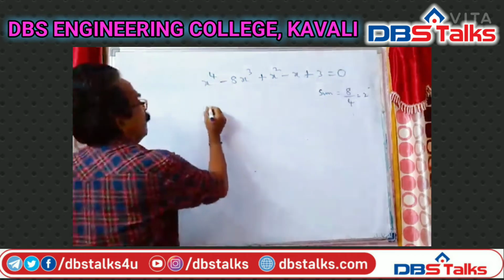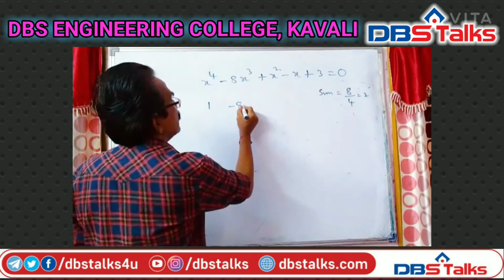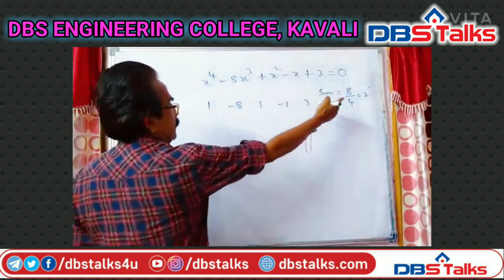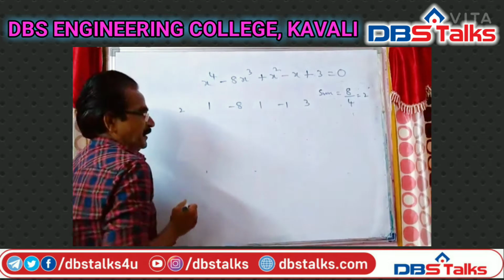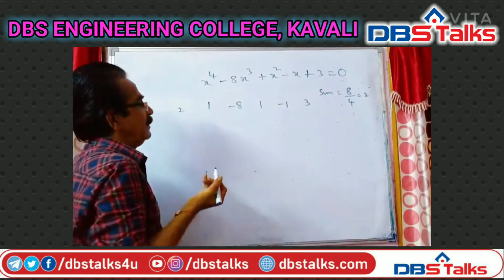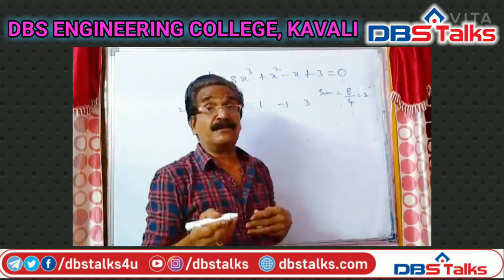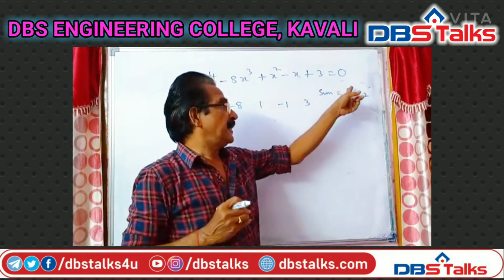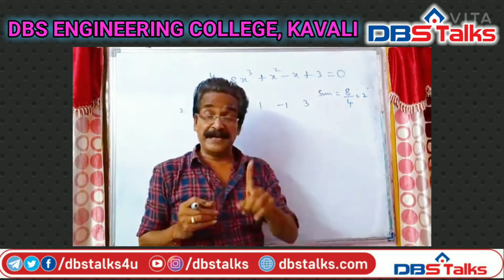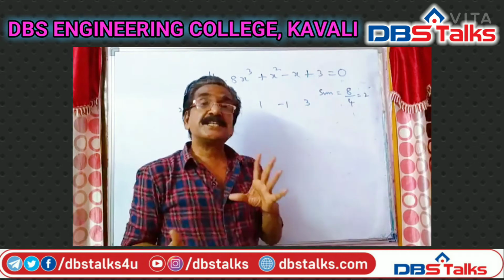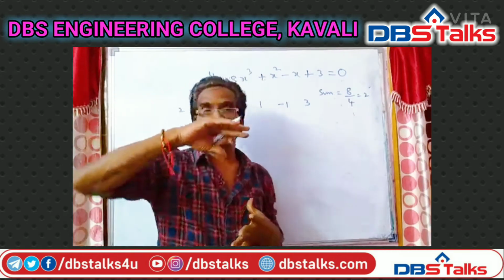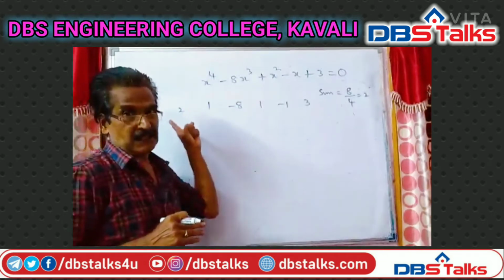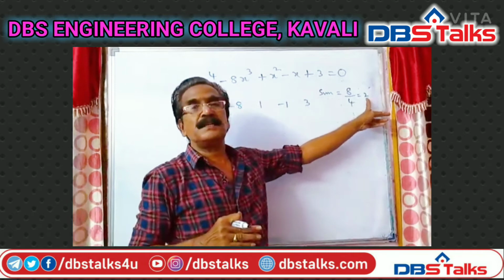Okay friends, coefficients 1, minus 8, 1, minus 1, 3. We have to diminish each root by 2. Diminish means we have to do plus. Say suppose friends, if the sum of the roots is minus 8 by 4, which means we get minus 2, so each root is increased by 2, then we have to do with minus 2. So here we have to do with plus 2.